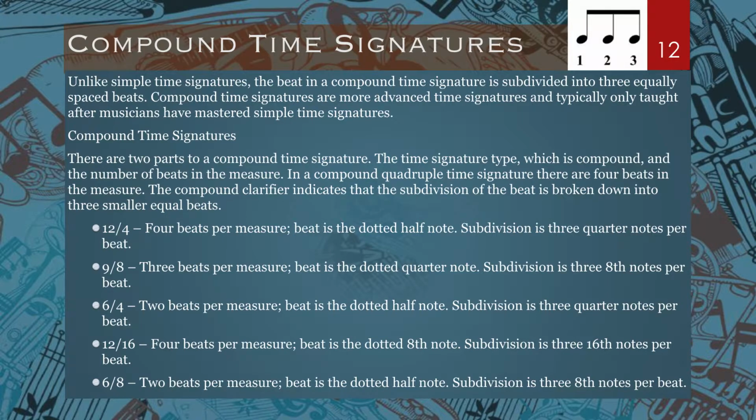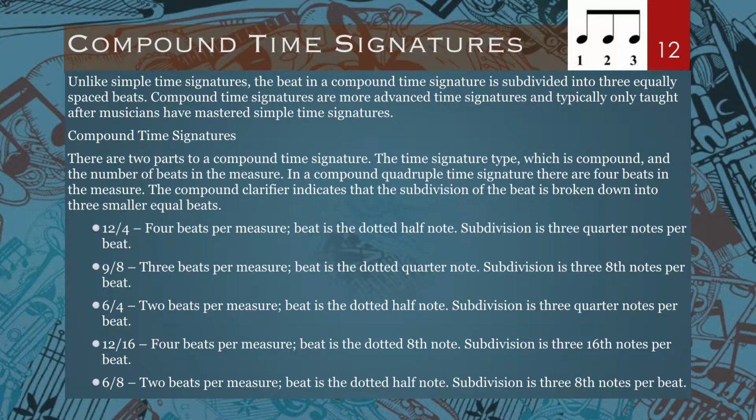In 9/8 time, you have 3 beats per measure, and the beat is a dotted quarter note. So you can subdivide a dotted quarter note down into 3 eighth notes per beat. In 6/4 time, you divide the 6 by 3, you get 2, which gives you 2 beats per measure. The beat is a dotted half note. Since a dotted half note contains 3 quarter notes, you have 3 quarter notes per beat.